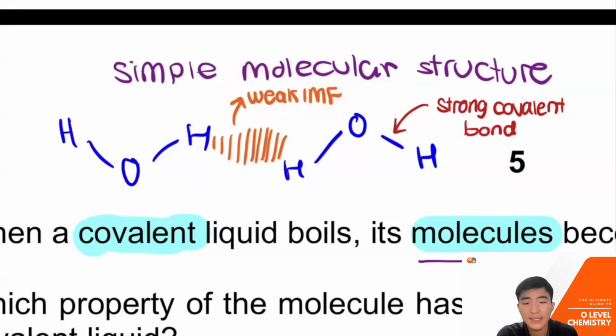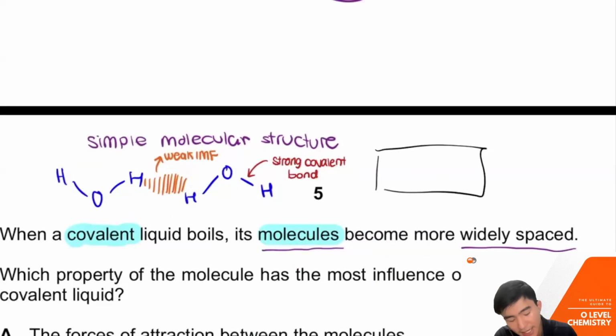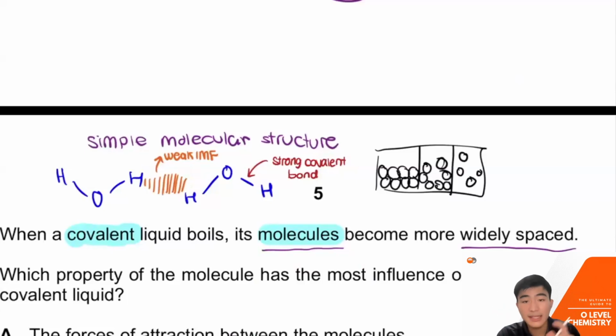So how does it actually work? When I link back to kinetic particle theory, in a solid, the particles are closely packed in an orderly arrangement. In a liquid, they are closely packed but in a disorderly arrangement. In a gas, they are far apart. This is exactly what we are talking about over here.